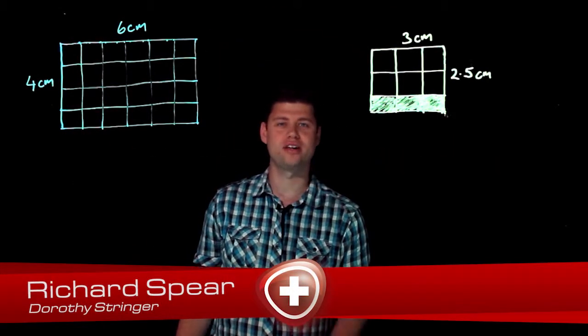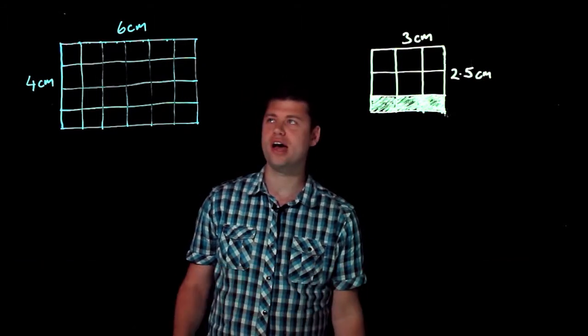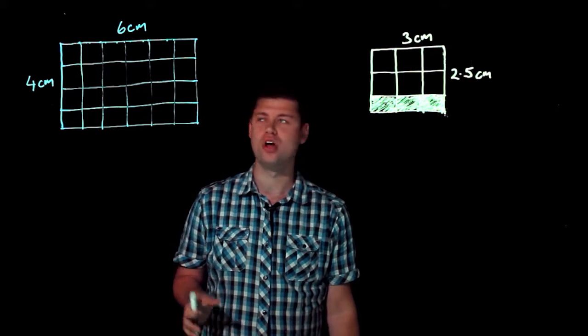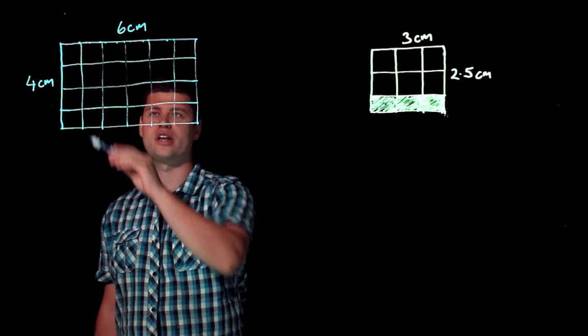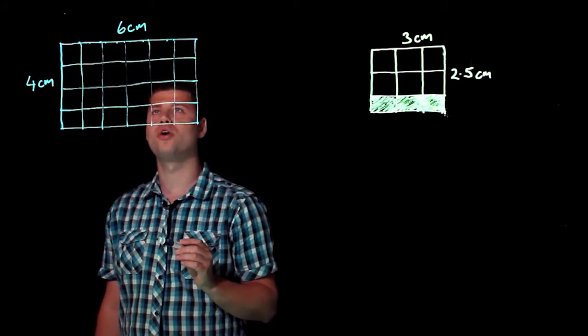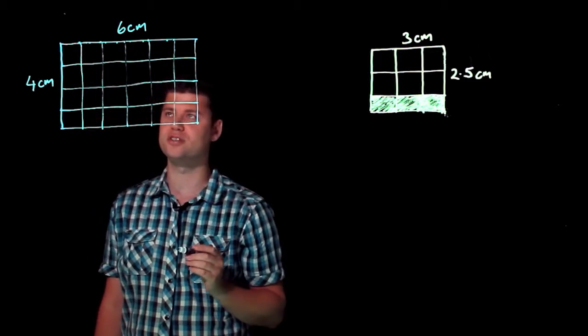Today we're going to be looking at the area of a rectangle in this video. So let's start off by having a look at our first example over here. You'll notice that I've got two side lengths on this rectangle. I've got one which is 6 centimetres and one which is 4 centimetres.